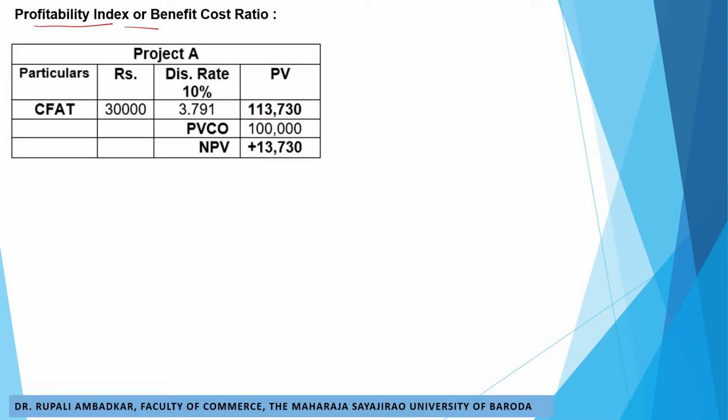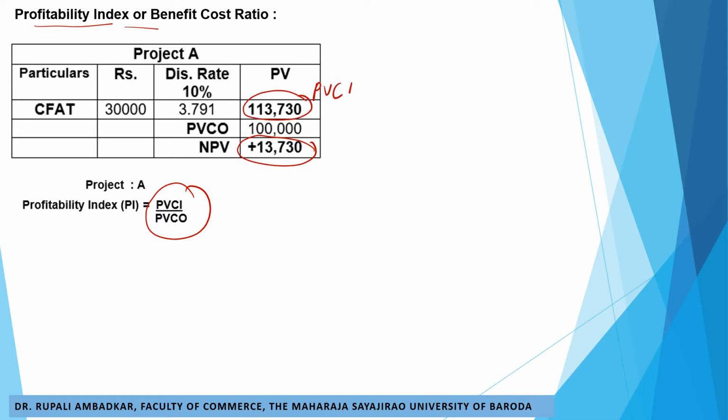In a previous video, we learned how to calculate net present value. So we had calculated for project A a net present value of positive 13,730. For calculation of profitability index, we divide present value of cash inflows by present value of cash outflows. In this case, the present value of cash inflows for project A is this. Present value of cash outflow is the initial investment for any project, and in case of project A, the value of profitability index is 1.1373.